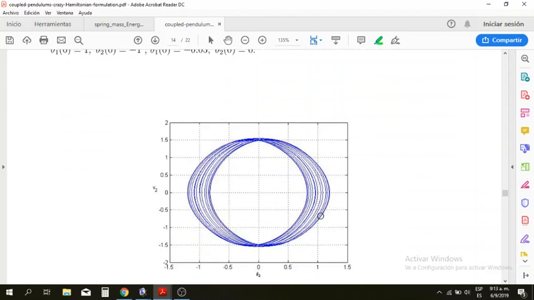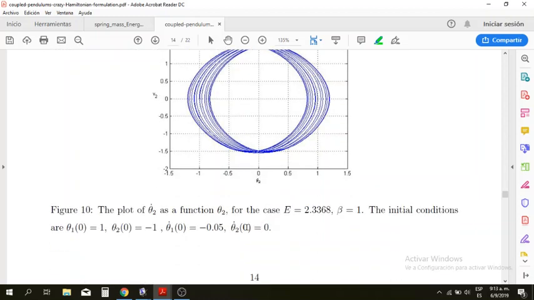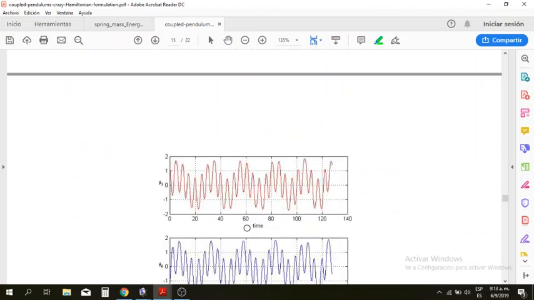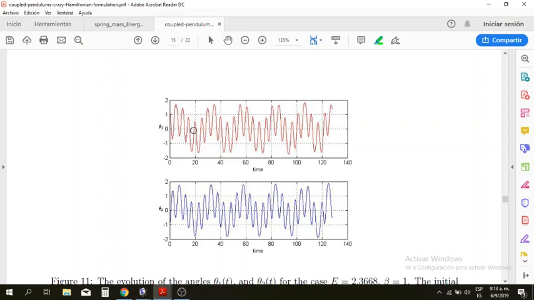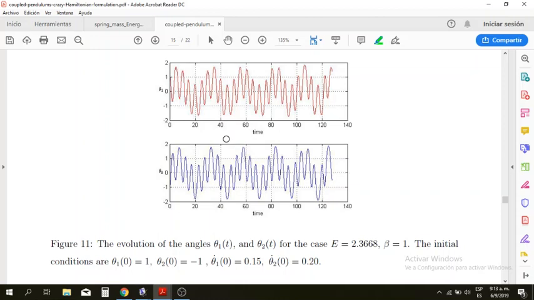This is the phase diagram for the second pendulum. This is theta 2 dot, and this is theta 2. Let's take another experiment, another variation for the energy as a function of time, and theta 2 as a function of time.